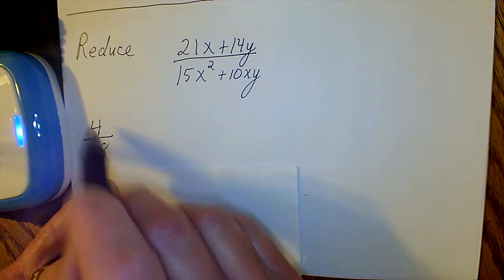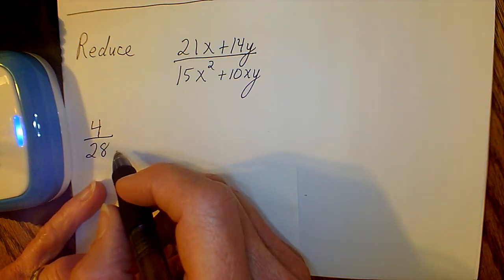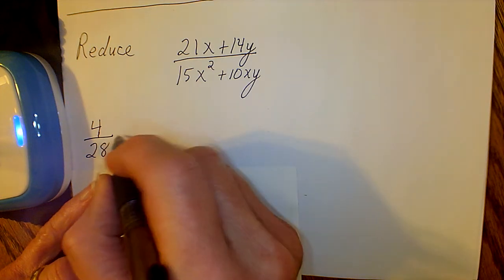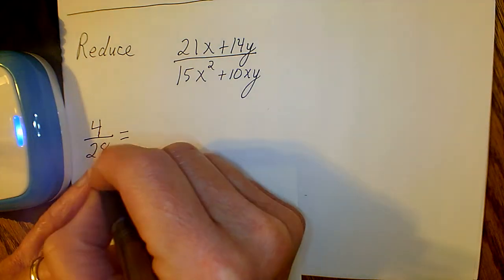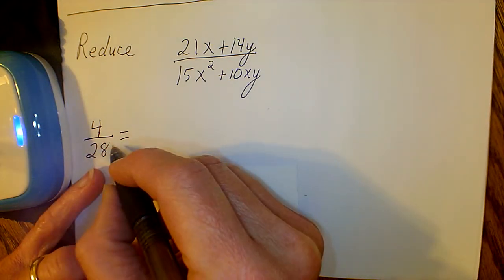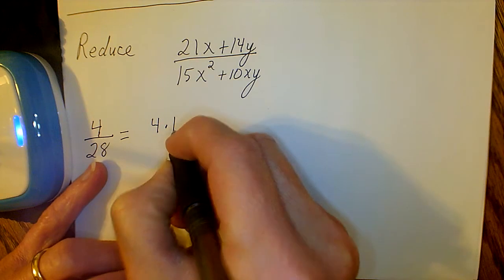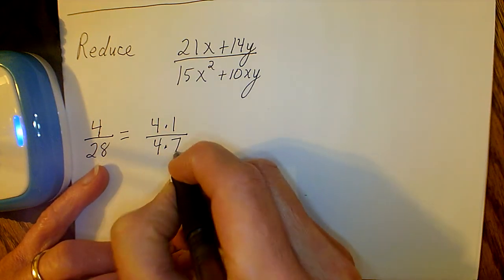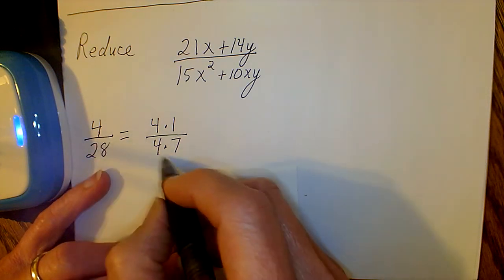So when we just have numbers, to reduce it, we're going to figure out what common factor the numerator and denominator have, in this case 4 and 28, and we're going to cancel that out. And so they both are divisible. We can divide both 4 and 28 by 4. The numerator would be 4 times 1. The denominator would be 4 times 7 if we were to factor 4 out of the numerator and the denominator.